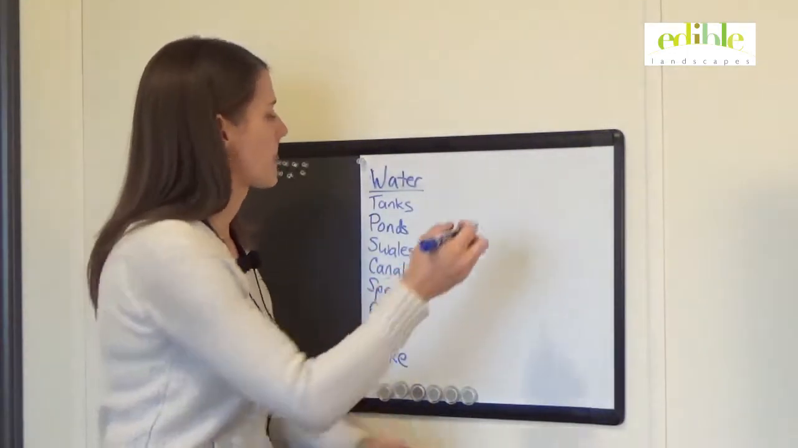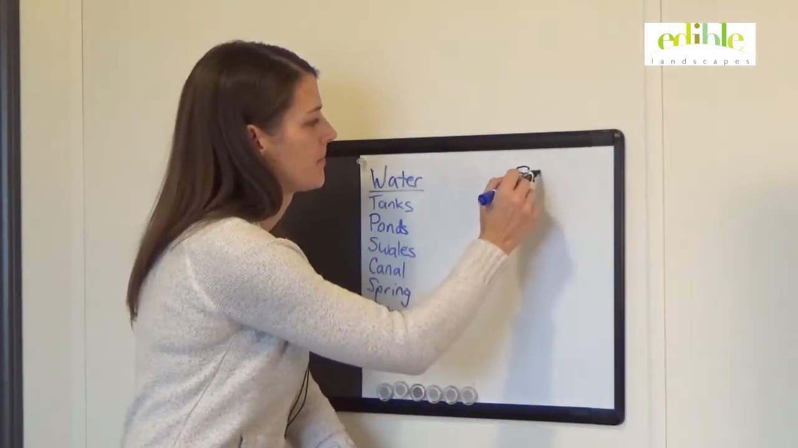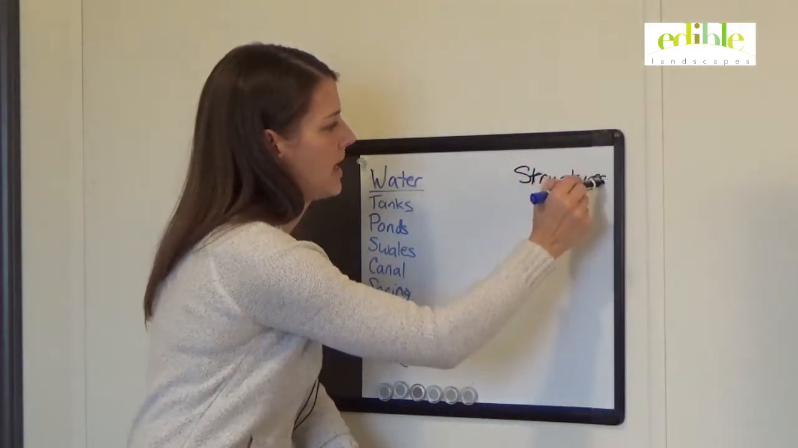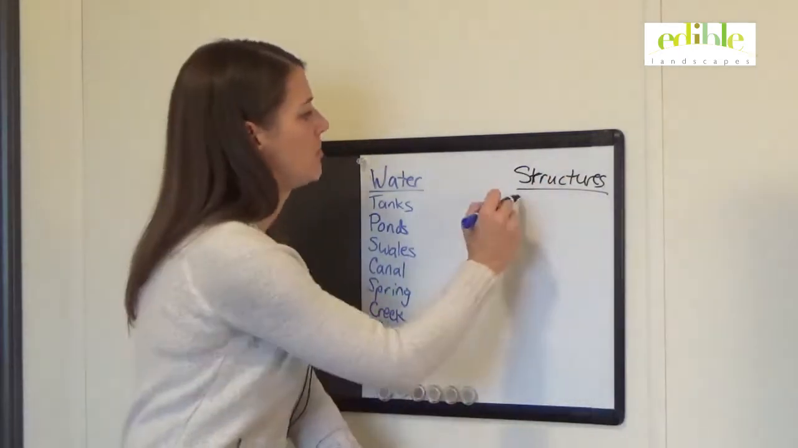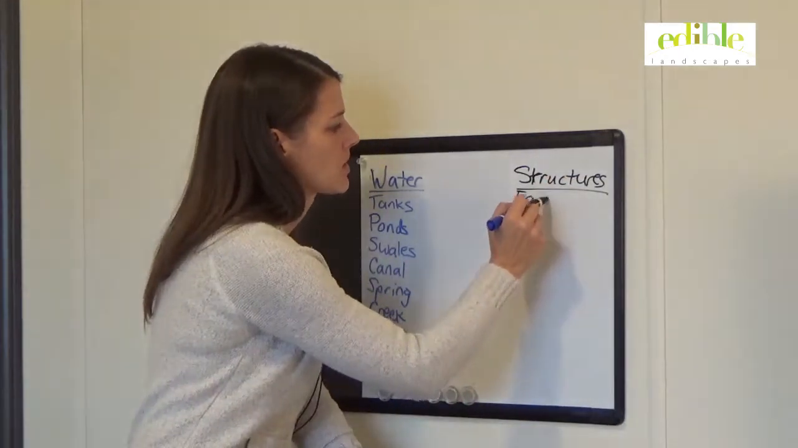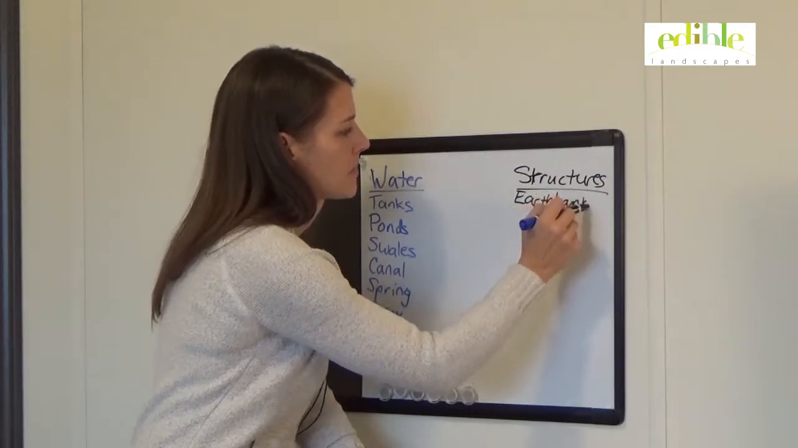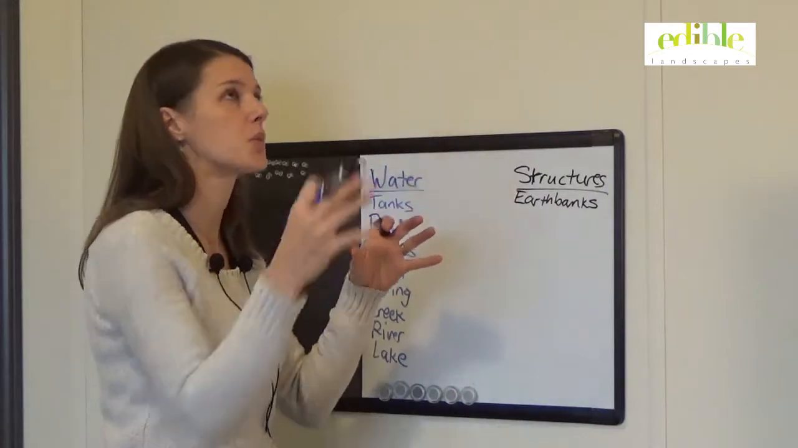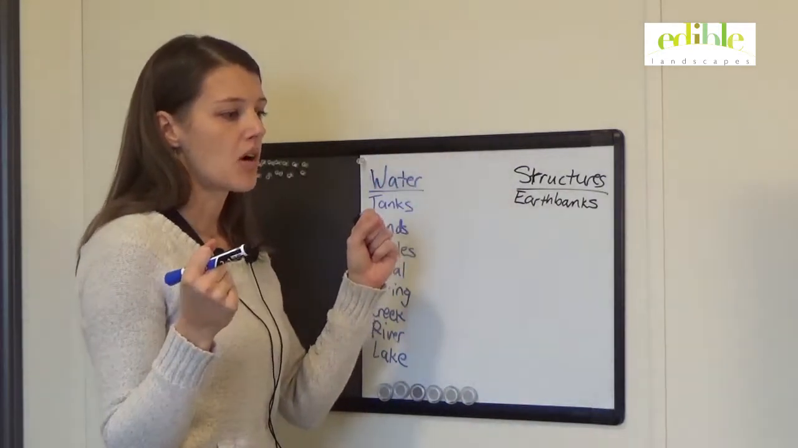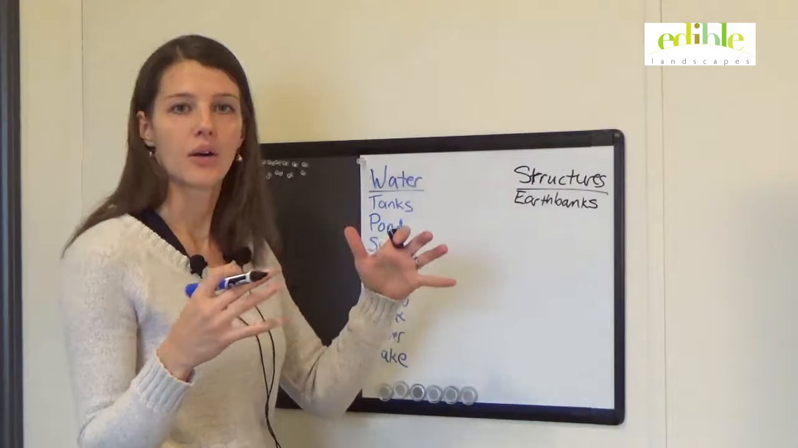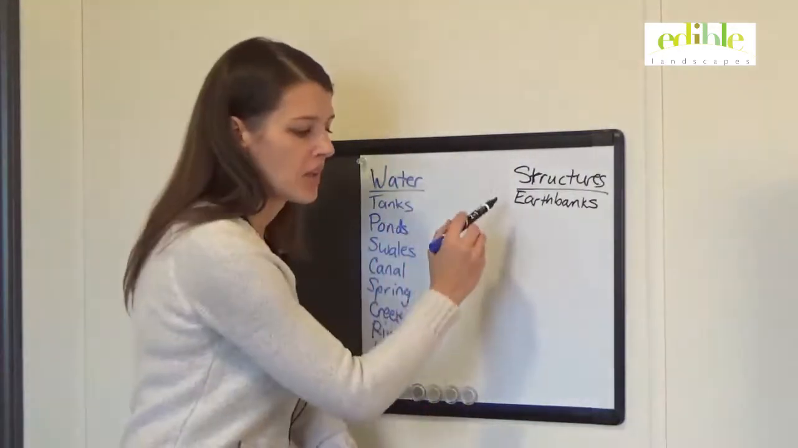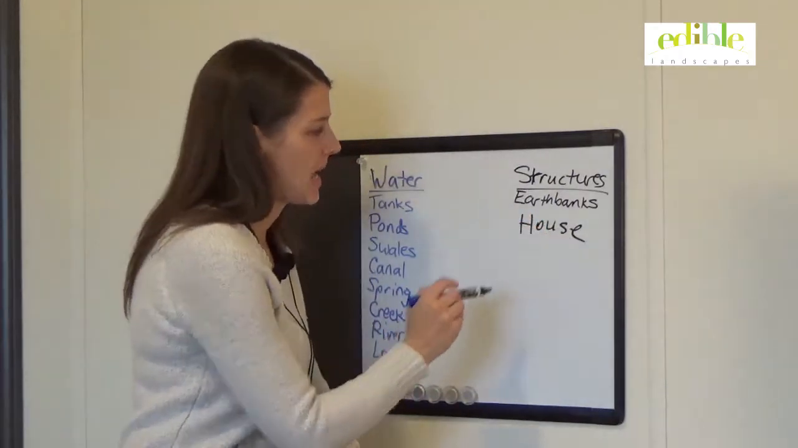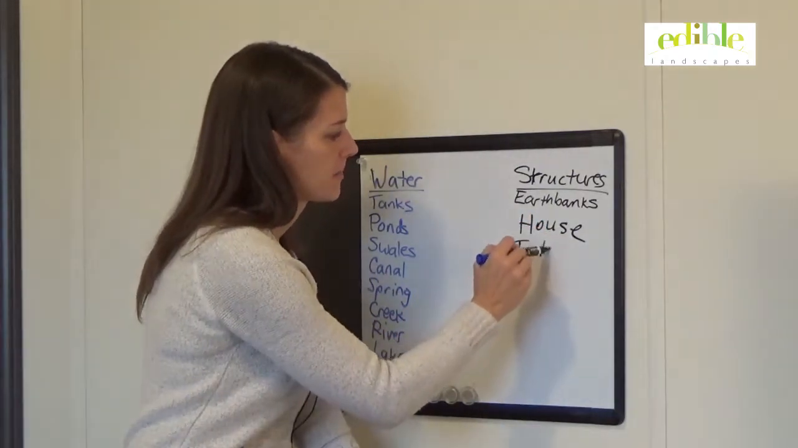Now, when we try and pair those up with, let's say, structures that are on our land. Structures could be earth banks. As we saw in previous examples, the earth banks were oftentimes sheltering a house either from the sun or from the wind. We might have a house on our property. We might have a trellis.